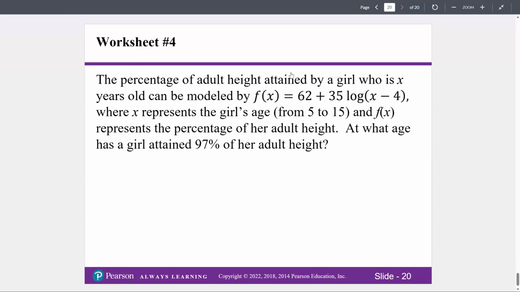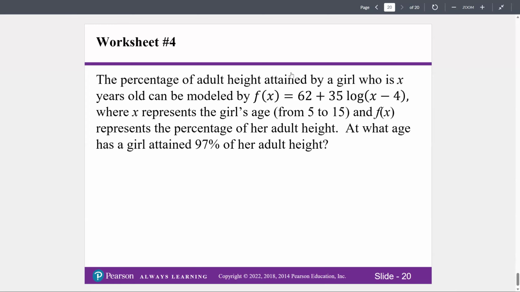All right, so work on this one. The percentage of adult height obtained by a girl who is x years old can be modeled by f(x) equals 62.35 plus 35 log(x minus 4), where x represents the girl's age from 5 to 15 and f(x) represents the percentage of her height. At what age has a girl obtained 97% of her adult height?